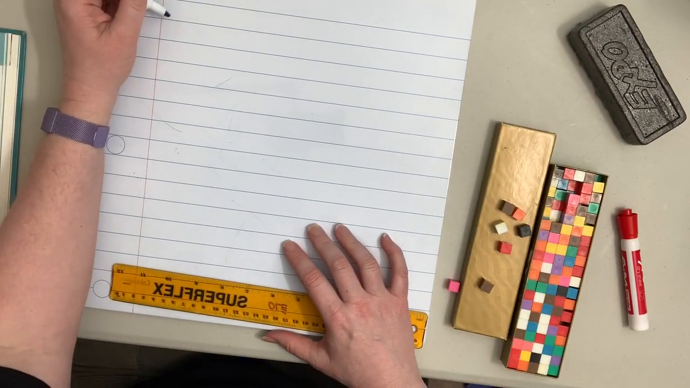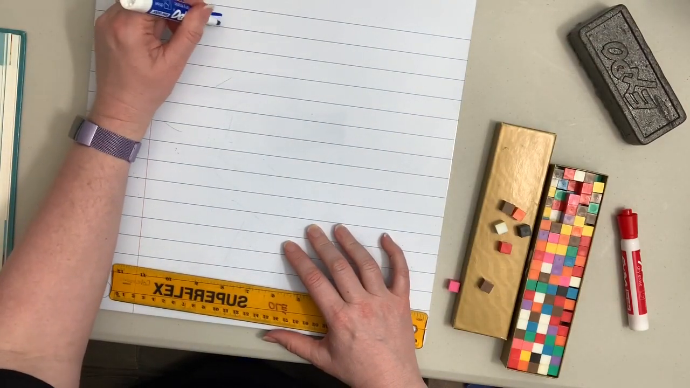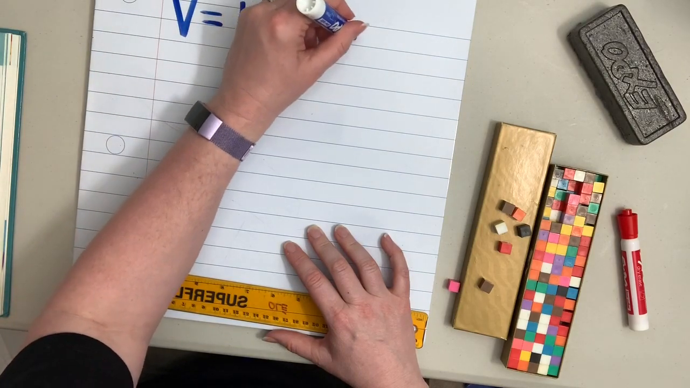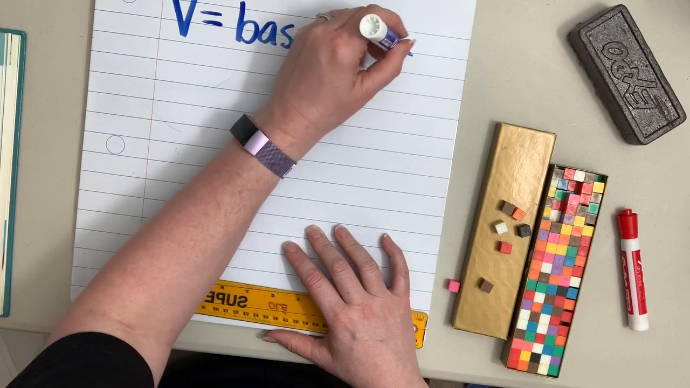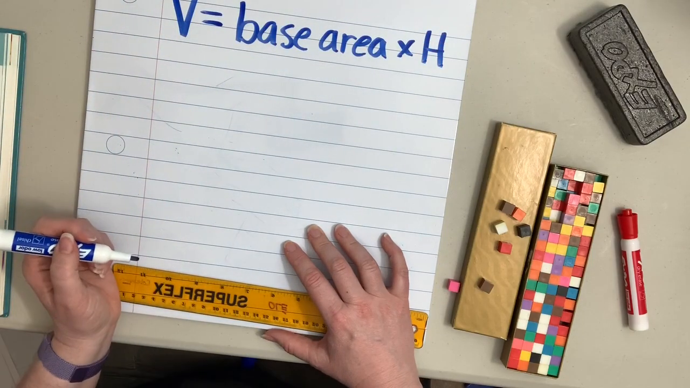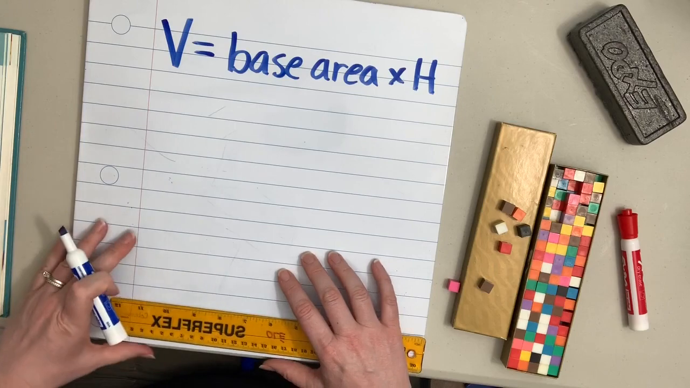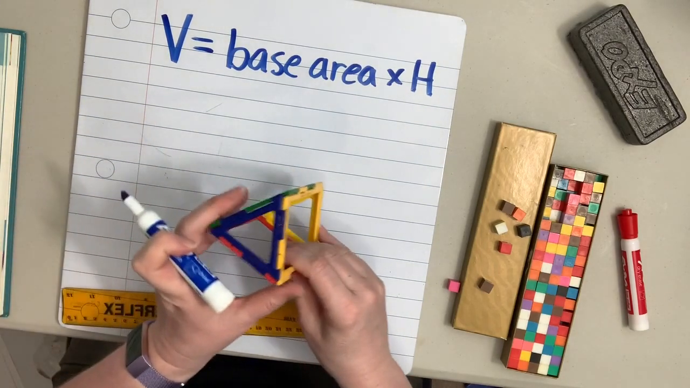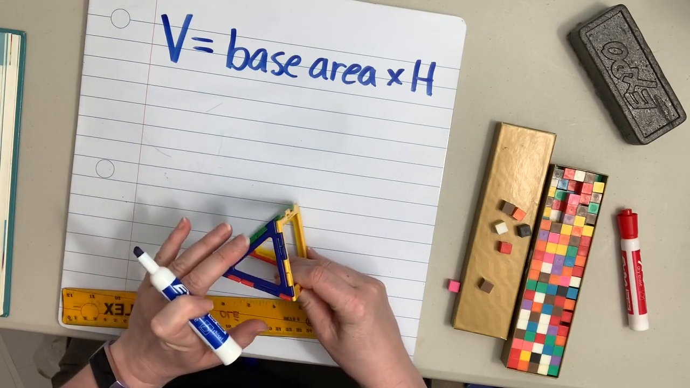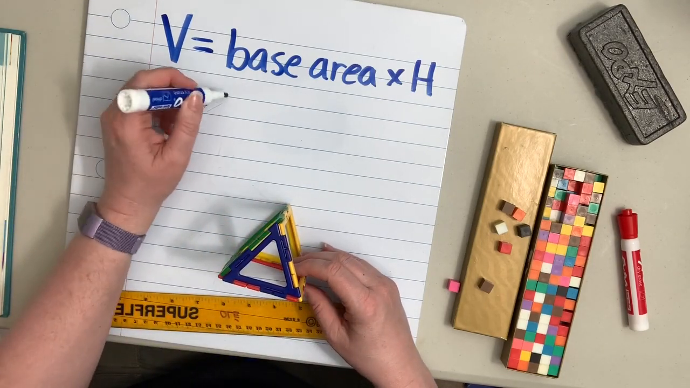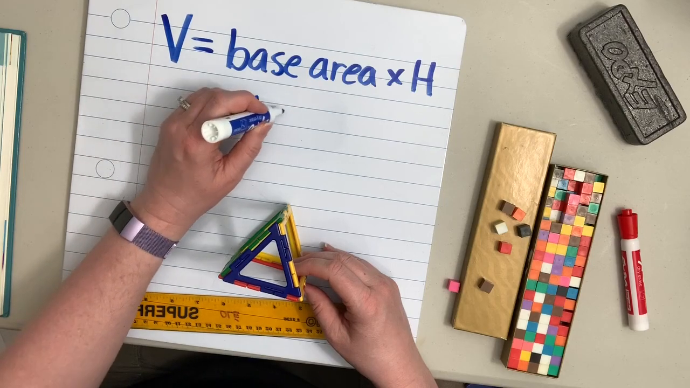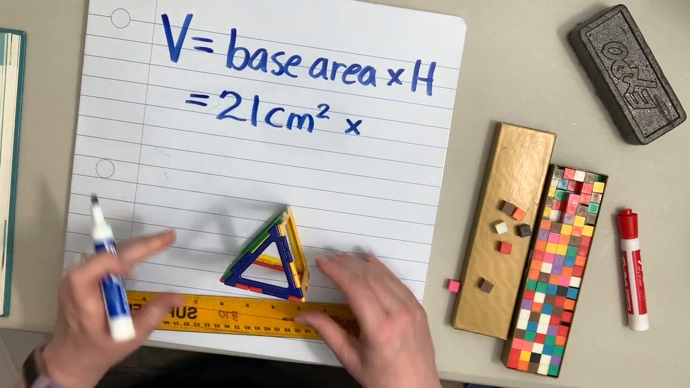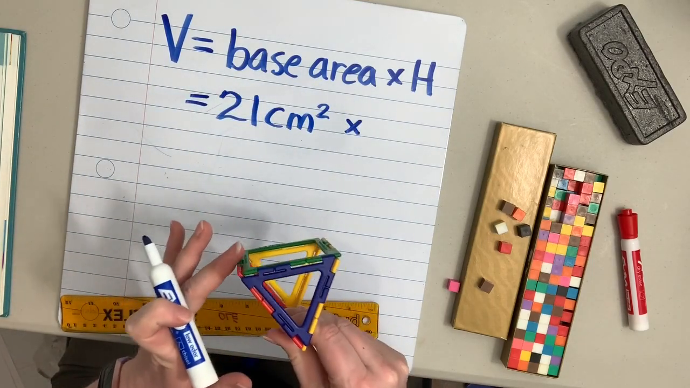So the formula for volume is the base area times the height of the prism. I better bring this back a little bit, it's not showing. Base area times the height of the prism. So we just discovered that the base area of this was 21 centimeters squared. Now we're going to multiply it times the height of the prism.